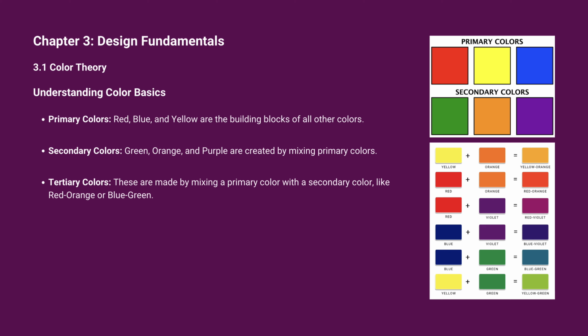The primary color consists of the red, blue, and yellow. These are the building blocks for all other colors. We have the secondary color, which are green, orange, and purple. These colors are created by mixing the primary colors. The tertiary colors are colors gotten by mixing a primary color with a secondary color. On the right hand side, we have an example. These are the primary colors, the secondary colors, and the tertiary colors.